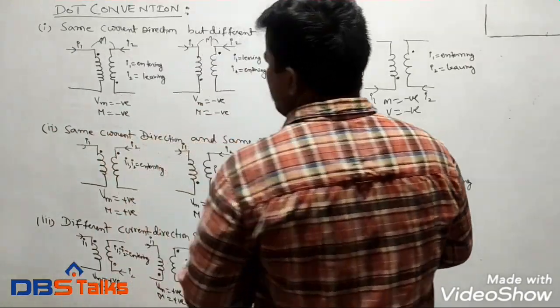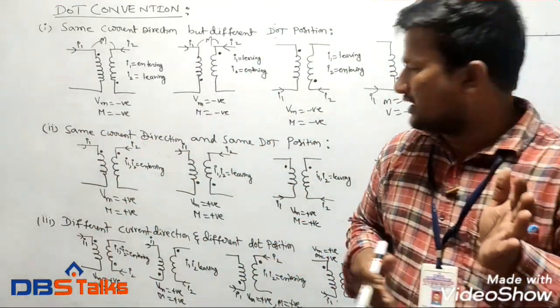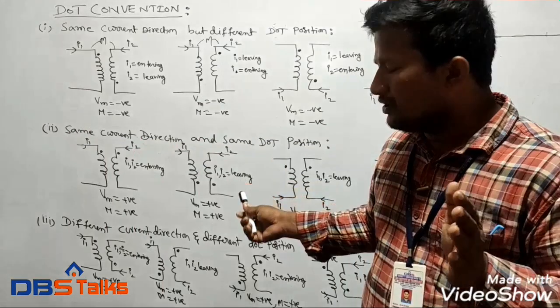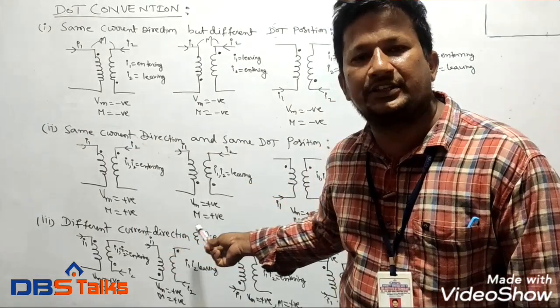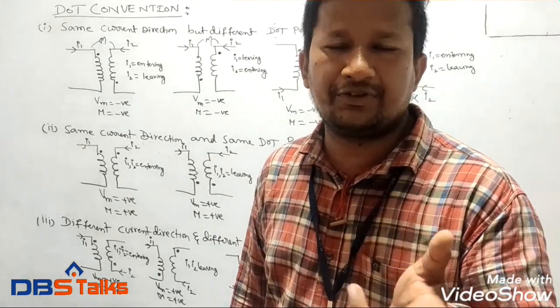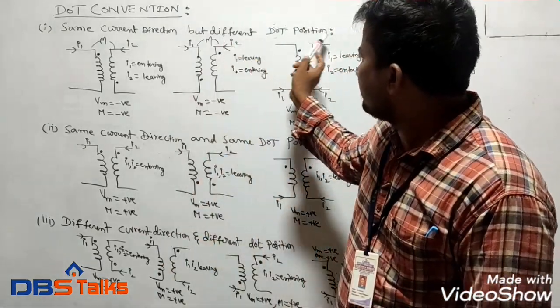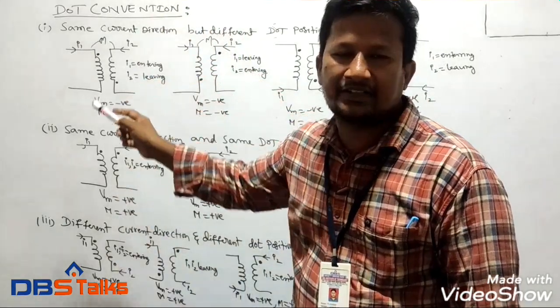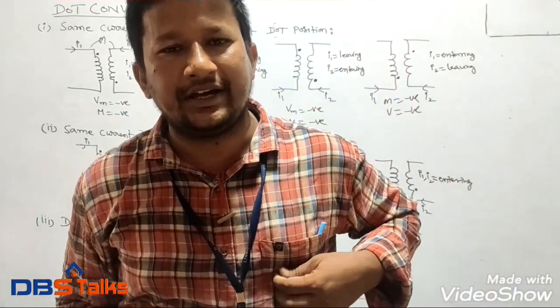Simply say that same current direction and same dot position, and also different current directions and different dot positions, we are getting the positive mutual induced EMF between two circuits. Suppose different dot positions and same current direction, then only we are getting the negative value.